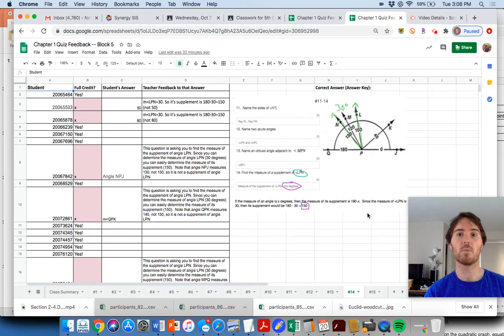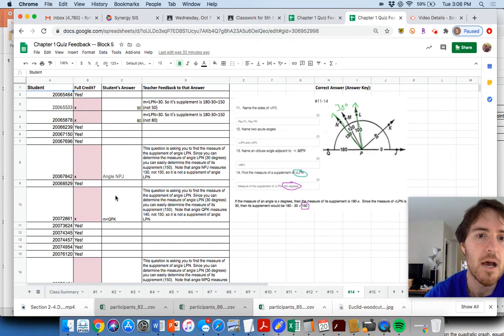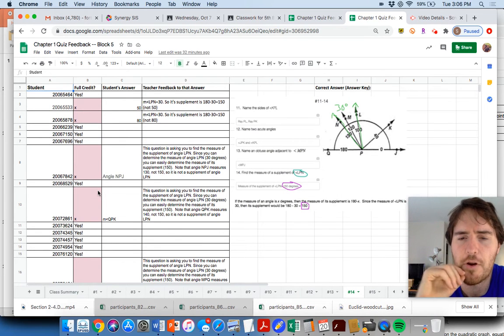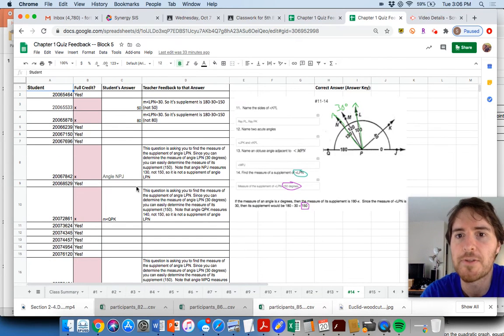Number 14, you got this action here. Find the measure of the supplement of angle LPN. Again, more people, I think, struggled with this one than I was expecting. Maybe because of the 35-minute quiz, you're maybe going too fast and missed the word supplement. I think that's maybe what happened with people who said 30 degrees. One person said 30 degrees. 2 people said 30 degrees. Anyway, this is a 30-degree angle.